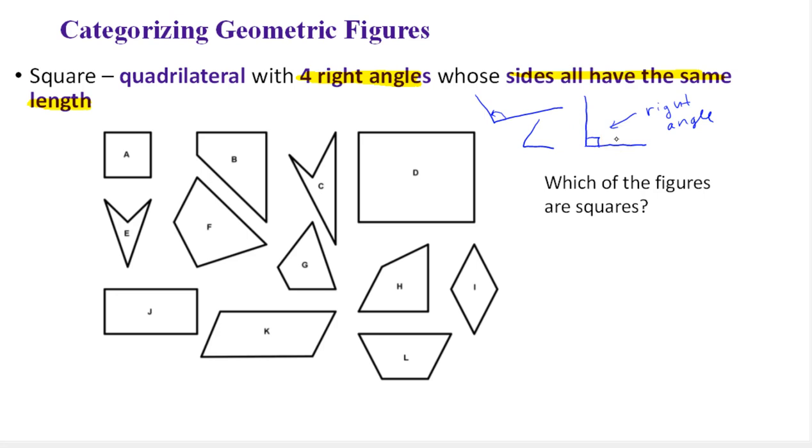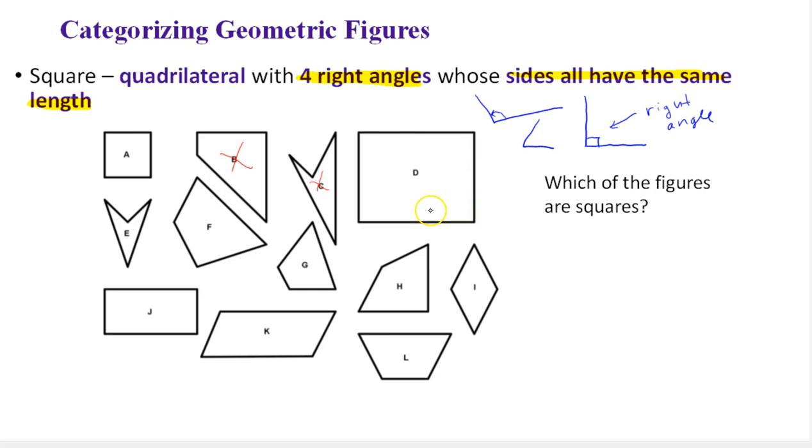Okay, so let's go through and look at all the figures' angles. If they have 4 right angles, we'll keep them. And if they don't, we'll put an X through them so we know they can't be squares. Well, all of these angles are right angles. Okay, so look where the line segments meet at the vertex. This is a right angle, this is a right angle, but these are not, so it doesn't have 4. Okay, this doesn't have any right angles.